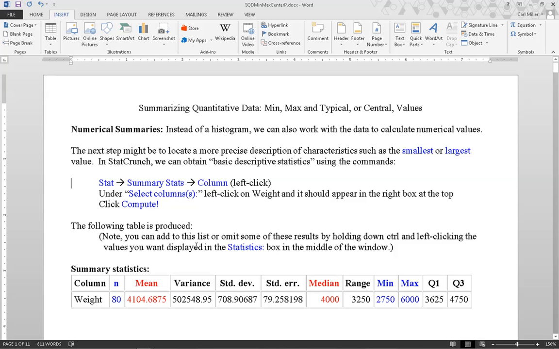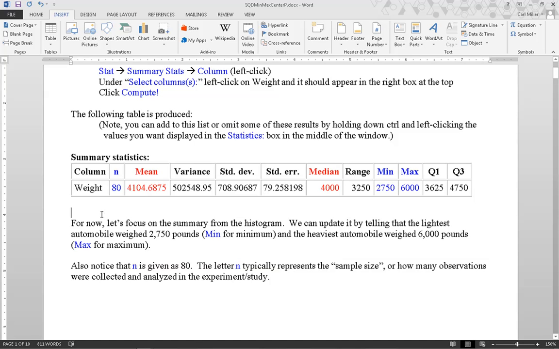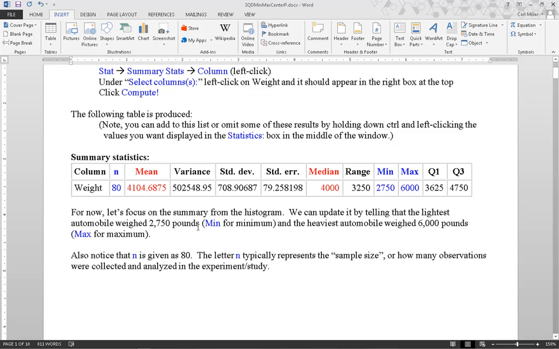Note you can add to this list or omit some of the results by holding down the Control key and left clicking the values you want displayed in the statistics box in the middle of the window. For now, let's just focus on the summary from the histogram.